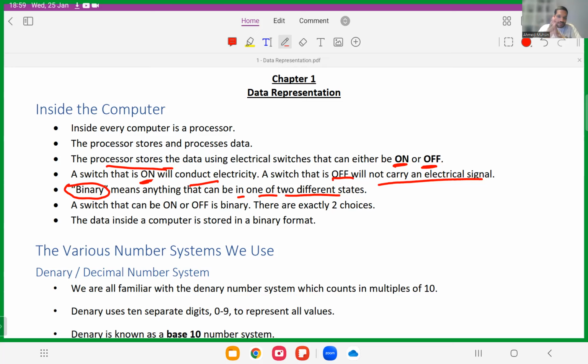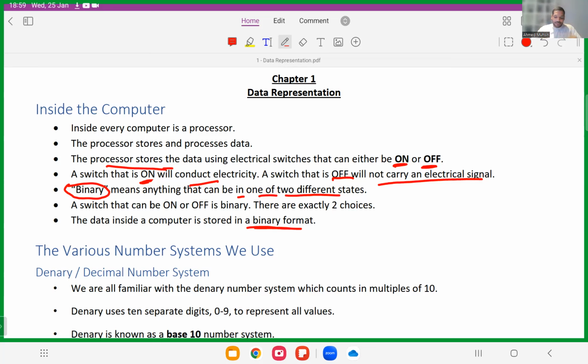Now, the data inside the computer is stored in binary format. All the data stored in your computer is stored in the form of electrical switches that are either on or off. Each piece of data has a pattern of where electrical switches are on or off. This is what we refer to as binary. If you're still confused, do not worry. Things will start making sense as we go along.